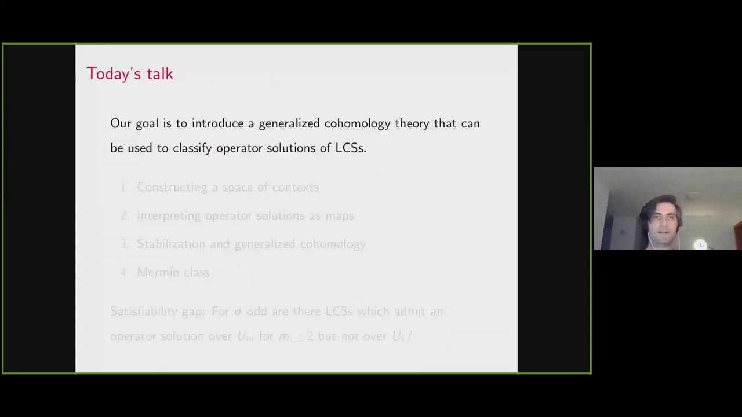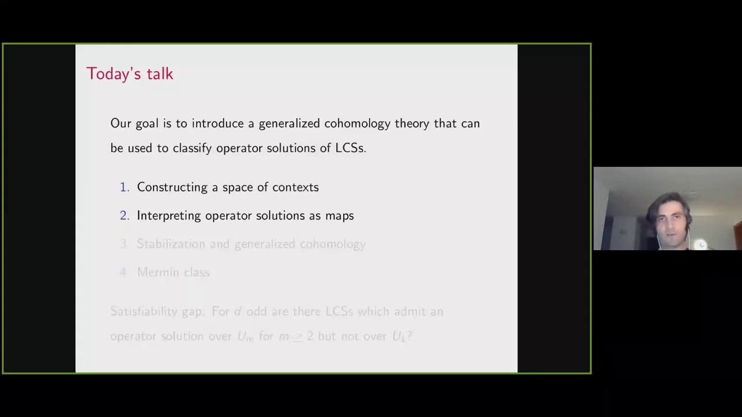So how is the path going to go? First, I'm going to tell you how to construct a space associated to contexts. And then I will tell you how to interpret operator solutions as maps into this space of contexts, or more correctly, a classifying space for contextuality. That's going to be a quotient space of the object in number one. Then there is a procedure that is very popular in algebraic topology called stabilization. And that procedure is the one that's going to give us the generalized cohomology that we are looking for.